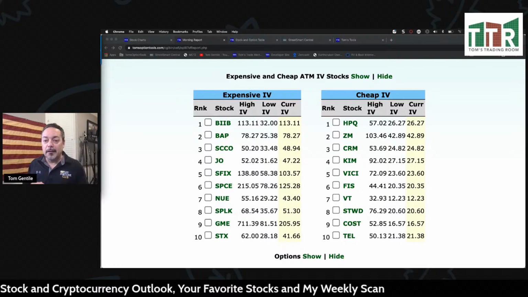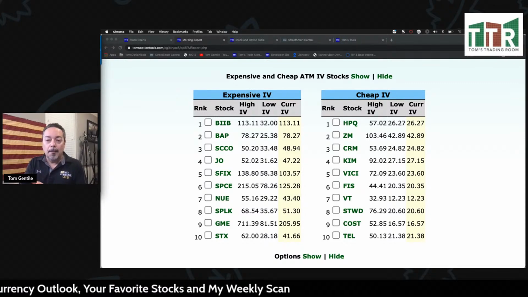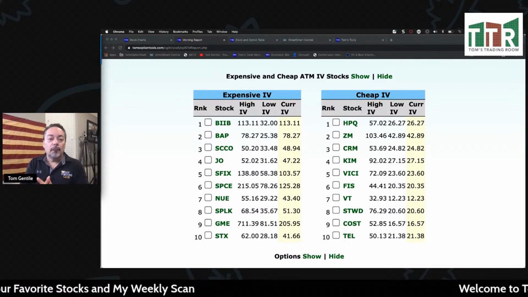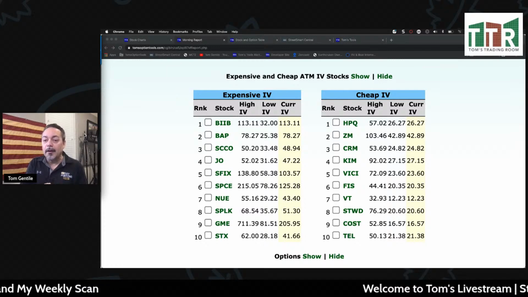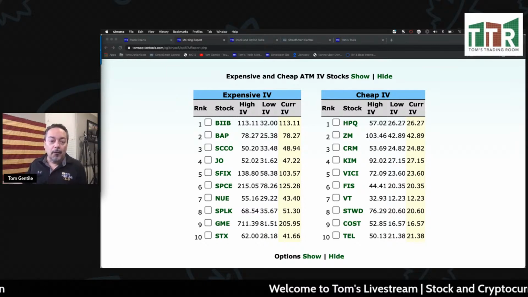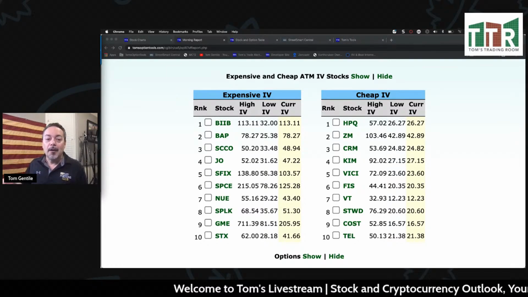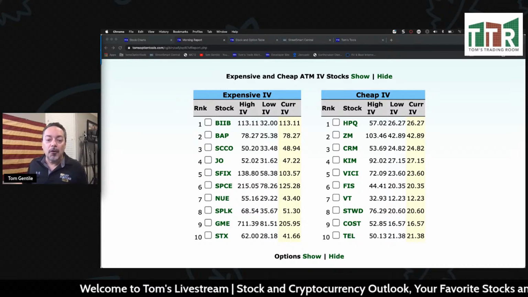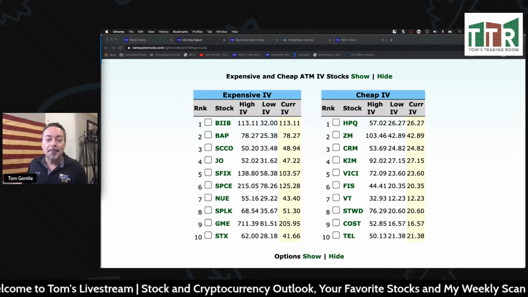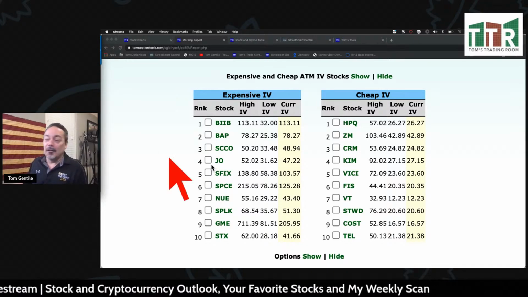It's great that I've got one of my partners on here that works with Tom's Trading Room. I got the programmer on here. So it's great that I've got all this extra support in here, because it is a bit tough for me to talk and type at the same time. All right, so let's continue here.